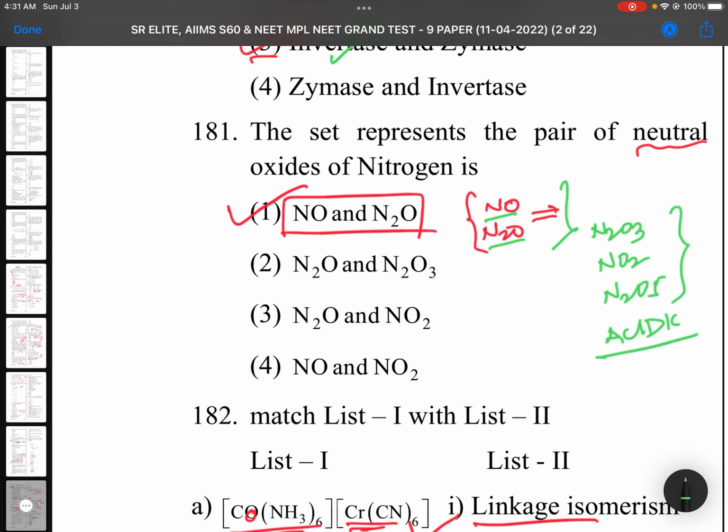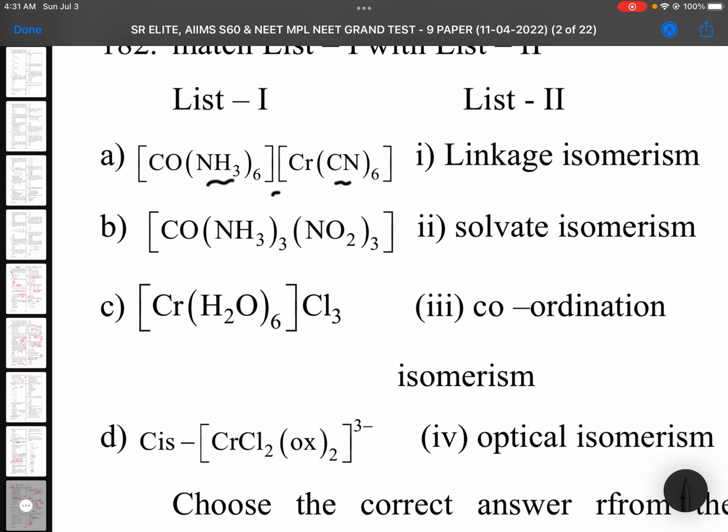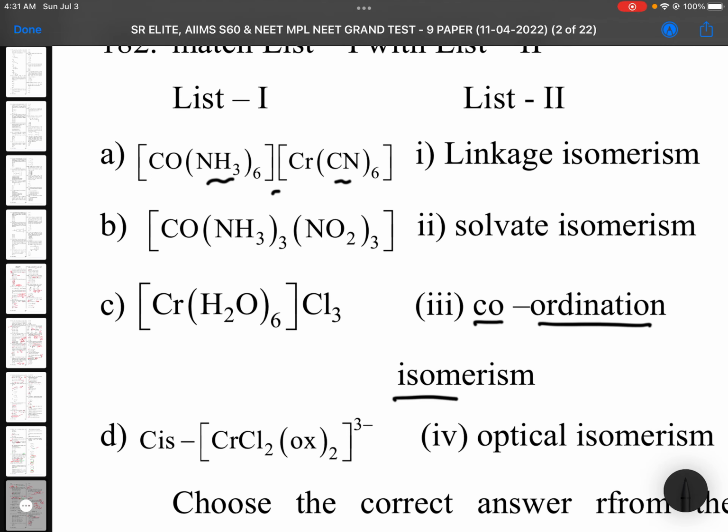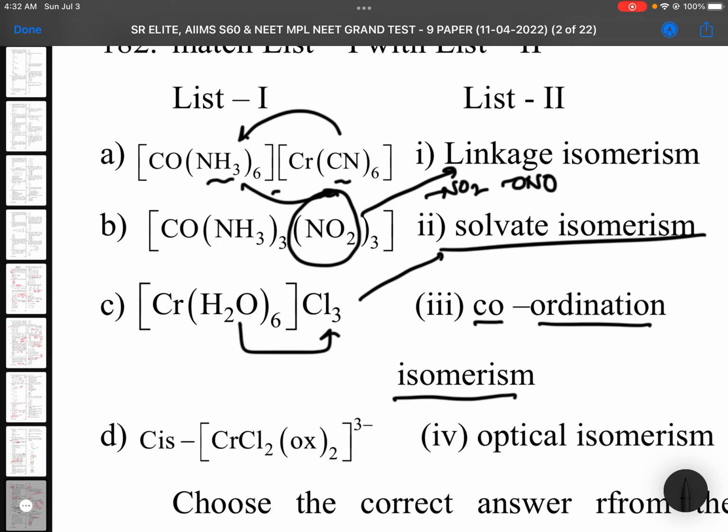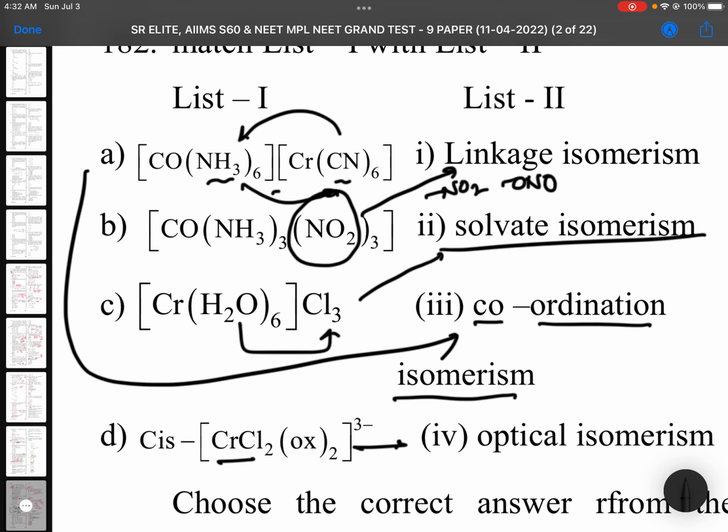So [Co(NH3)6] and [Cr(CN)6] show ligands. Okay, now in this you can say coordination isomerism. The ligands are interchanging, so that is called coordination isomerism. When an NO2 group is there, you can expect linkage isomerism, NO2 and ONO linkage isomerism. When water molecules inside and outside differ, that's called solvate isomerism. And clearly it shows optical isomerism. So A is given this.